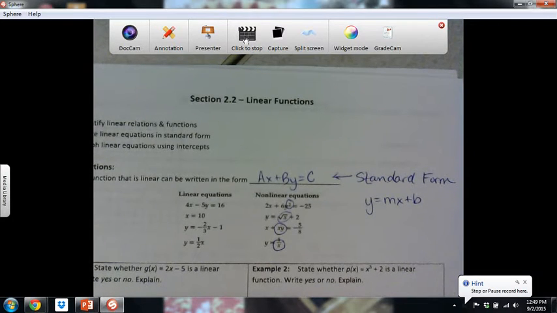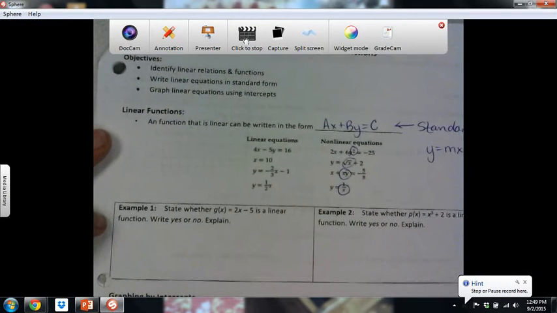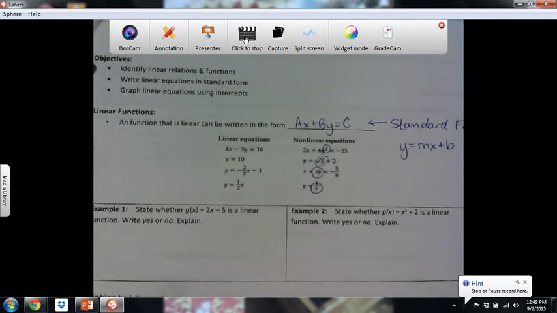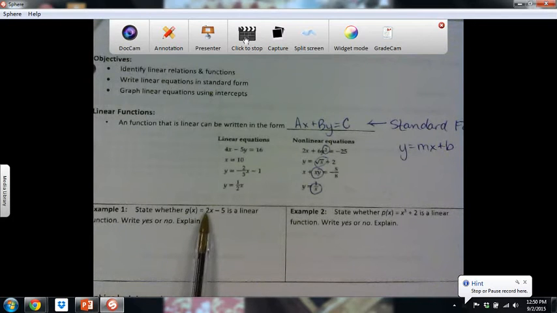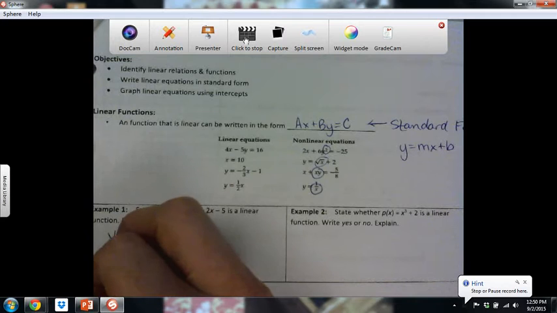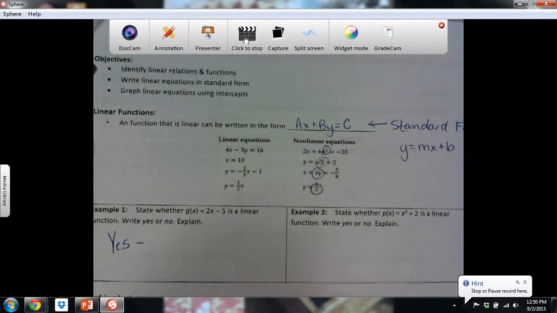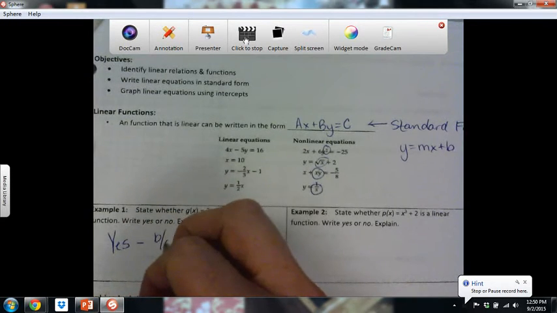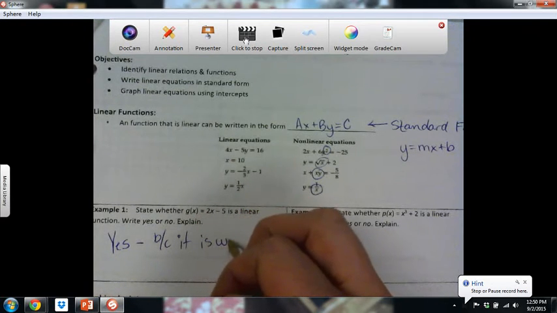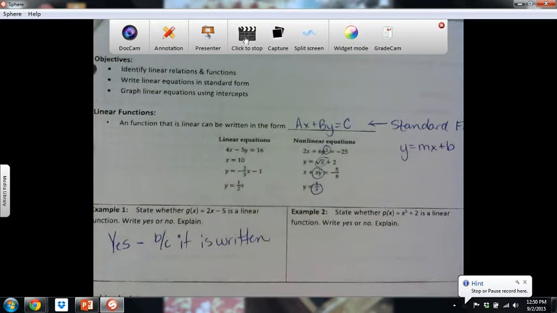So let's take a look at example number 1 here. It says state whether g of x equals 2x minus 5 is a linear function. Write yes or no and explain. In this case, this function is in slope-intercept form. My slope is 2, my y-intercept is negative 5. So I'm going to say yes, this is a linear function, because it is written in slope-intercept form. Slope-intercept form is always linear.